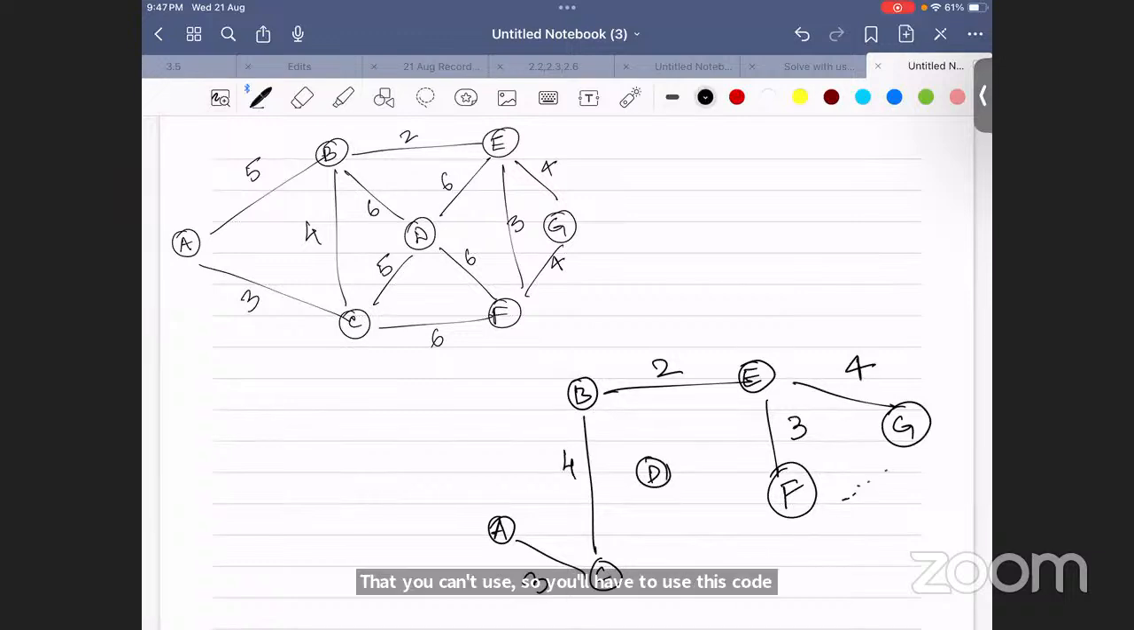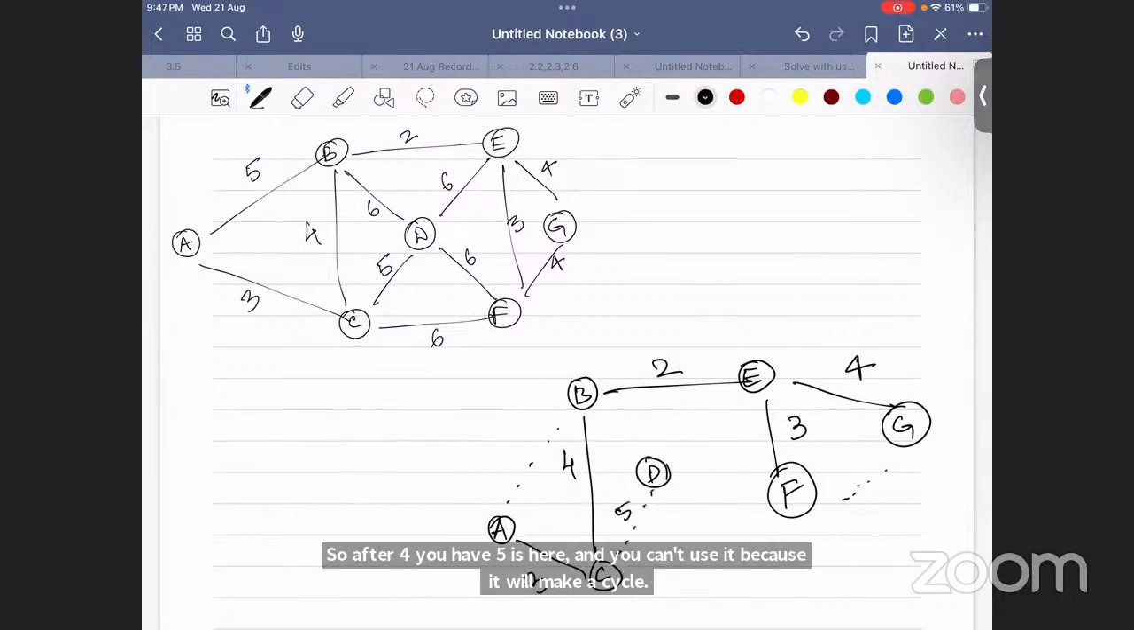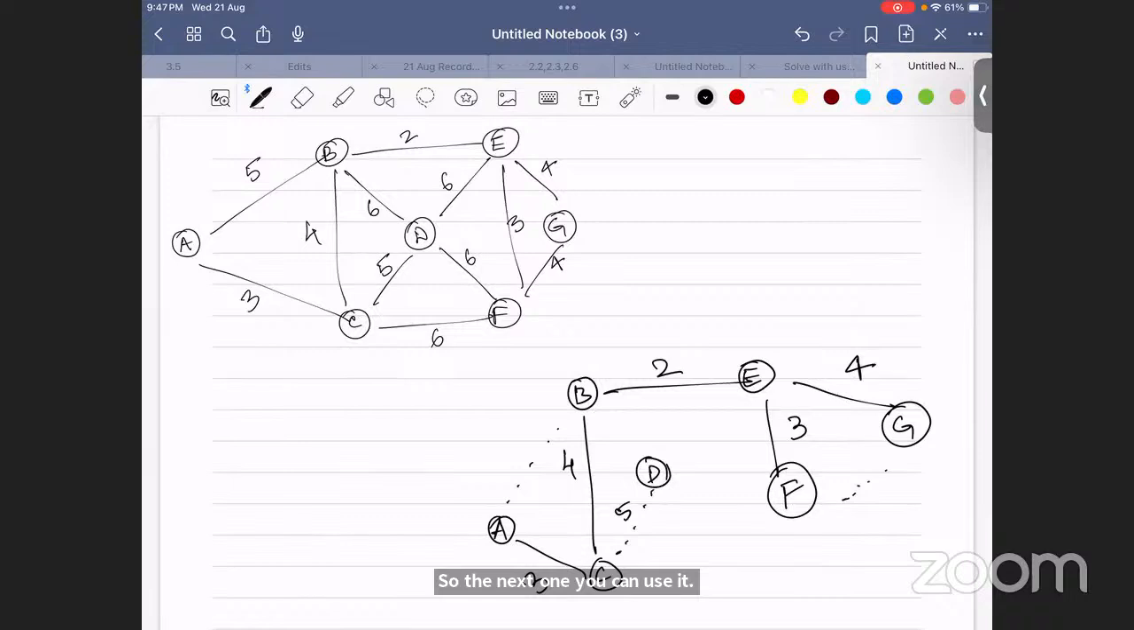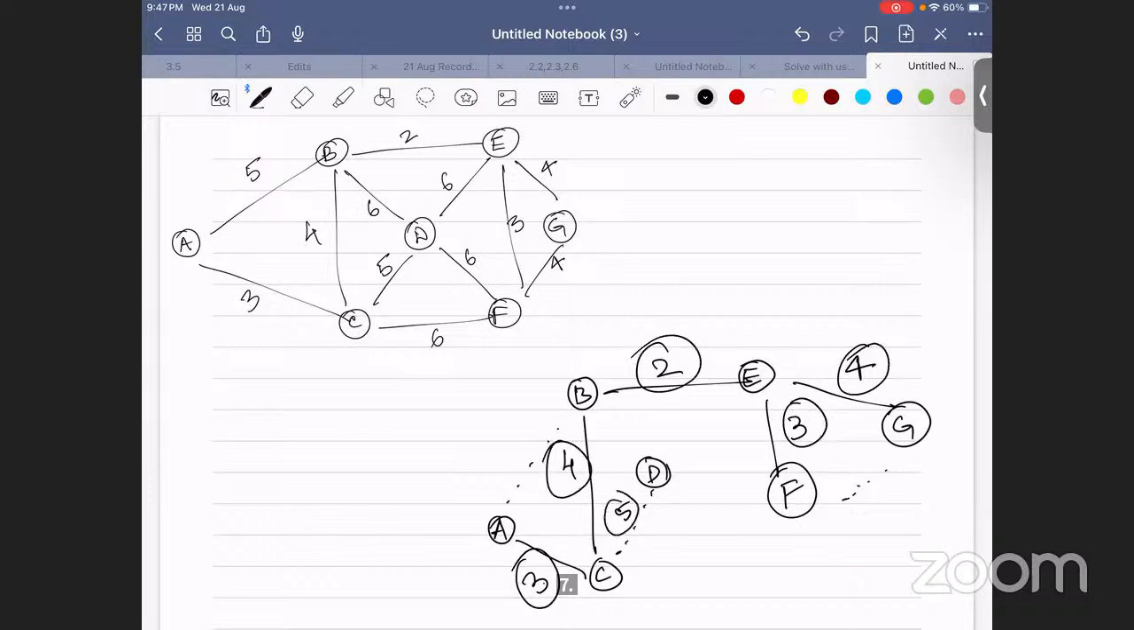So after 4 you have 5. This 5 you can't use because it will make a cycle. So the next one you can use, this 5, right? So this is your tree and this is your minimum cost spanning tree. So 5, this is what? 7, 2, 9, 3, 12, plus 4, 16, and 5, 21. Okay, so 21 is the correct answer.